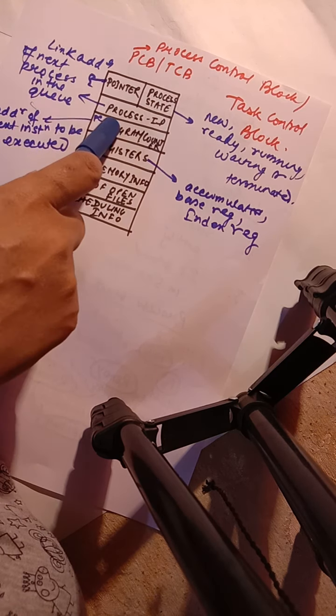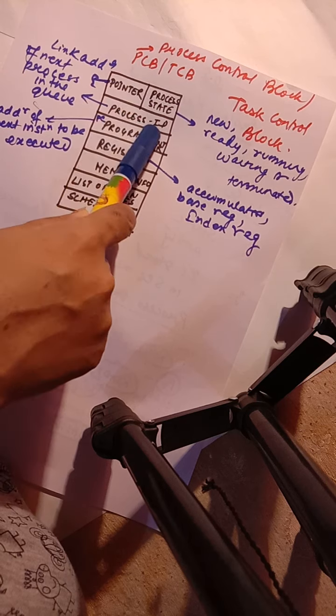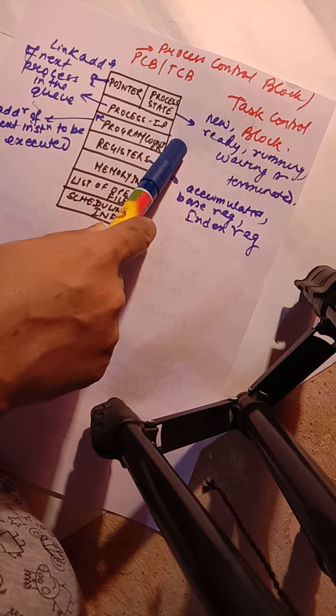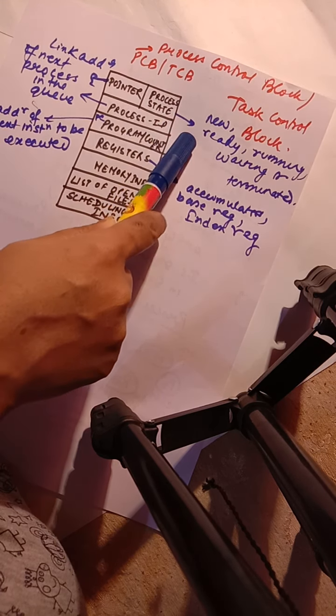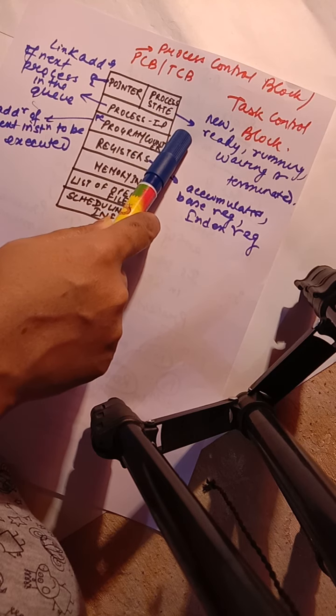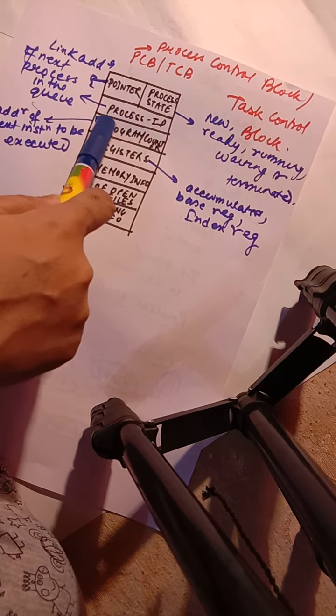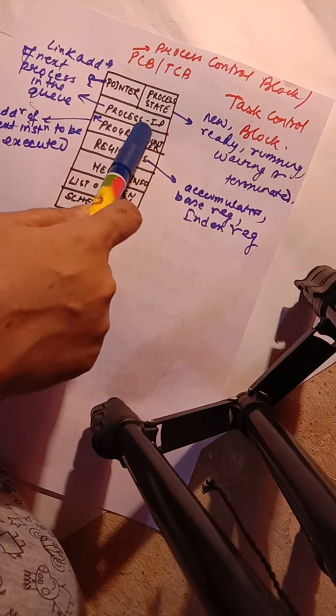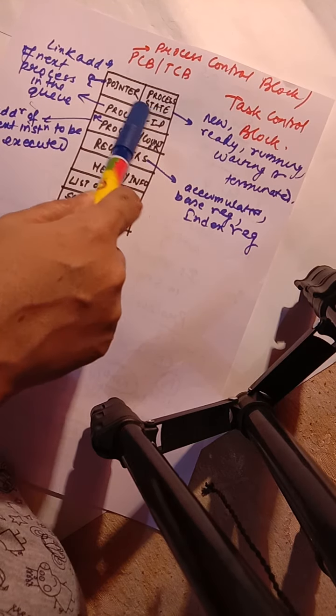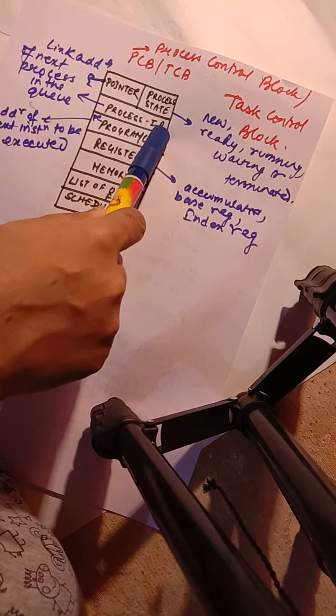If we see the first point, that is the process ID. Each process in the operating system has a unique ID or identification number, and this is known as a process ID. Okay, so this is the unique ID for each process.